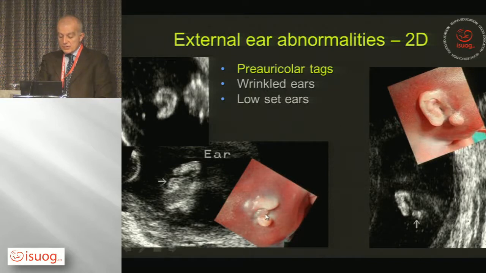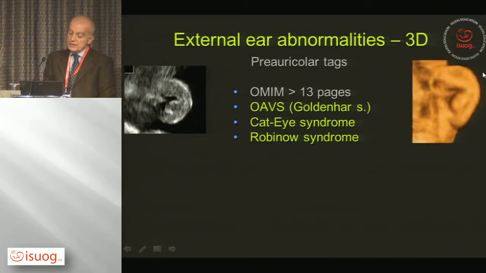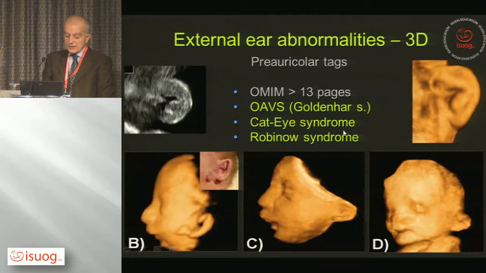And you see here how it was quite challenging to find these tags in the pre-3D era, because it was quite difficult to get a lateral parasagittal view of the ear. But now, with the use of 3D ultrasound, you can actually have a very nice depiction of the details of the external ear, especially in the third trimester. And there have been two diagnoses which can be supported.